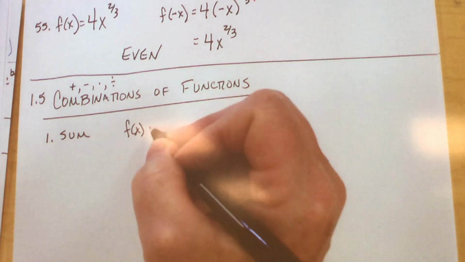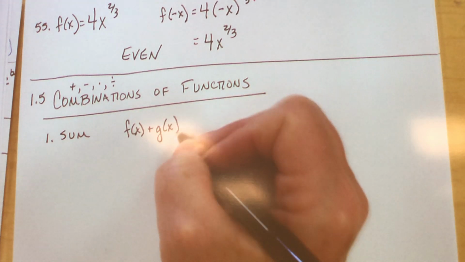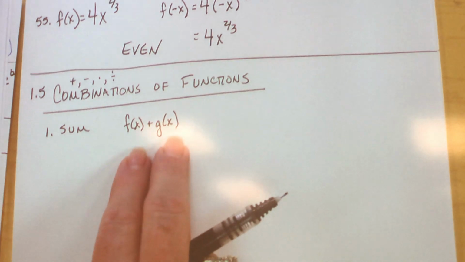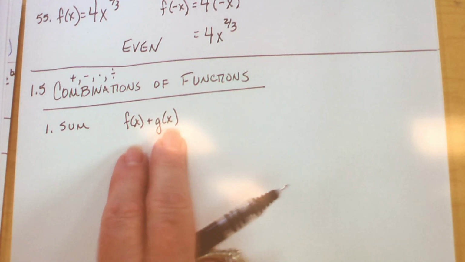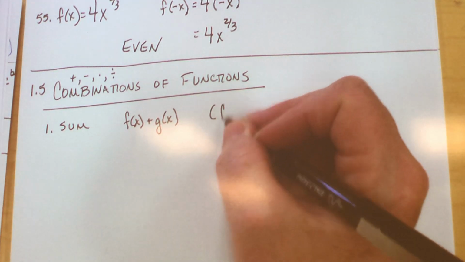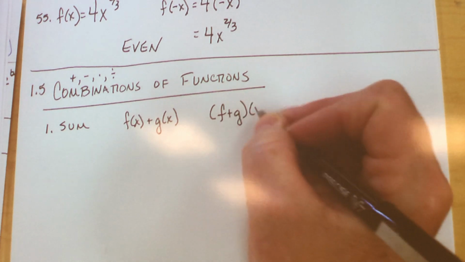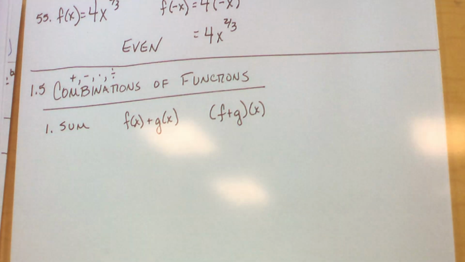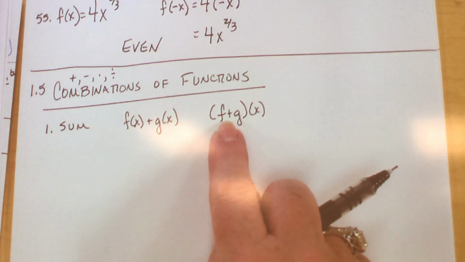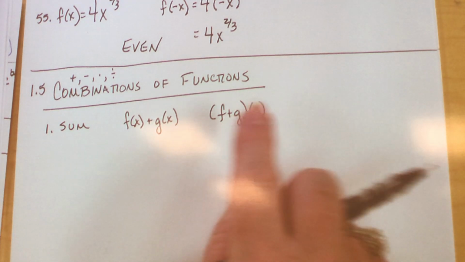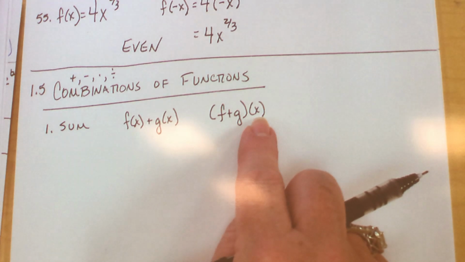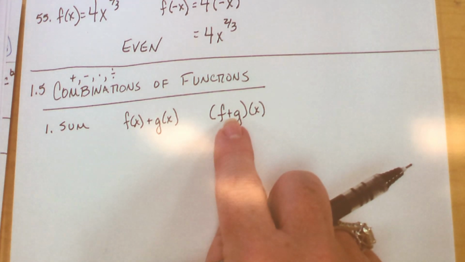So this is the way you see it a lot of times, f of x plus g of x. Sometimes they'll write it like this. It means the same thing, f plus g of x. Okay? It means the same thing. Some kids look at this and what will they do to it? They'll add the functions and then multiply it by x. No, that's not what that means. It just means add f of x and g of x. Okay?